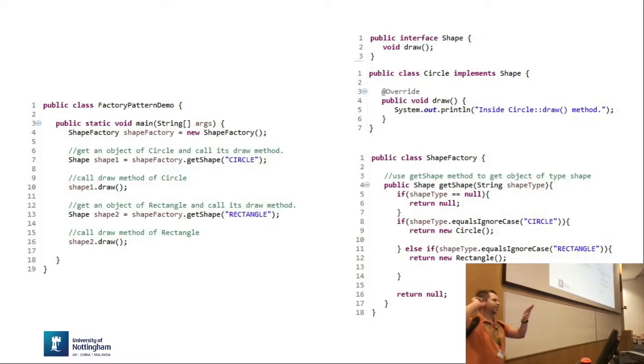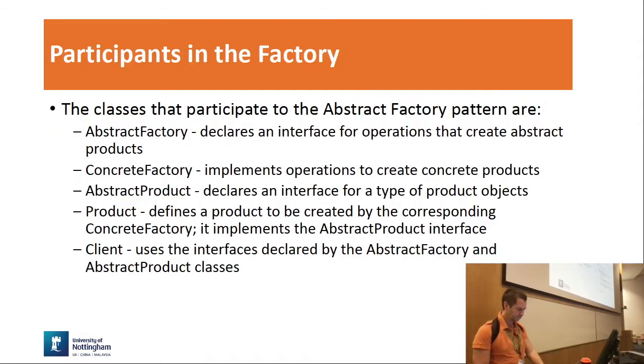Anyways, but still, you get the idea behind the design, the factory pattern. Hopefully, that's the idea behind it. So here are the so-called participants. There's the abstract factory class, there's the concrete factory, the abstract product, the product, and the client, right? Those are the participants in this design pattern.